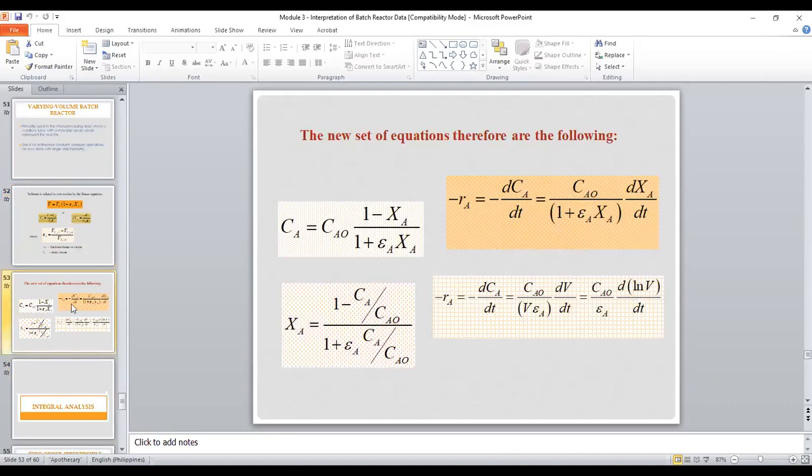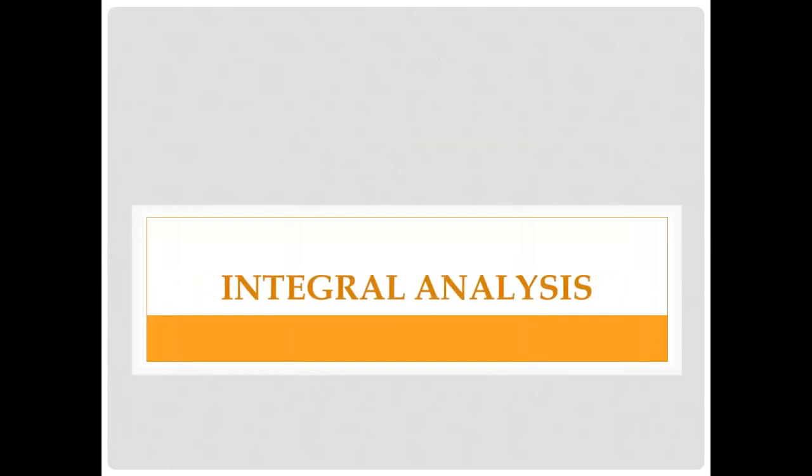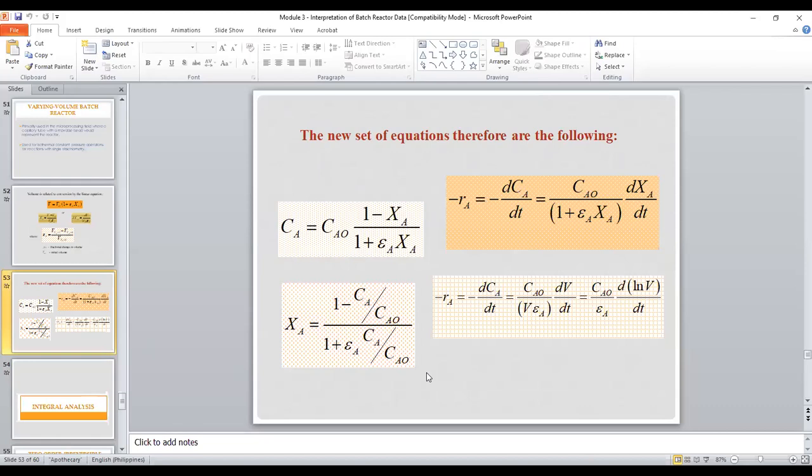Now, from that formula that was shown to you, let me check if I can have everything projected here. So I cannot, so I will have to not put it on slideshow. Based on the formula that was shown to you, you will now have this rate expression, RA being equal to negative dCA dt.